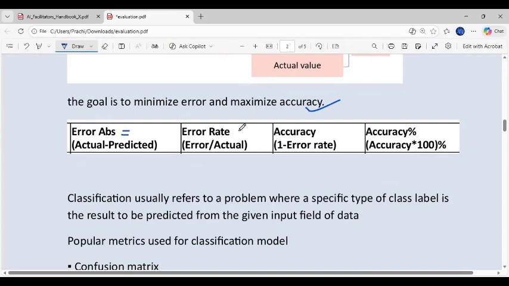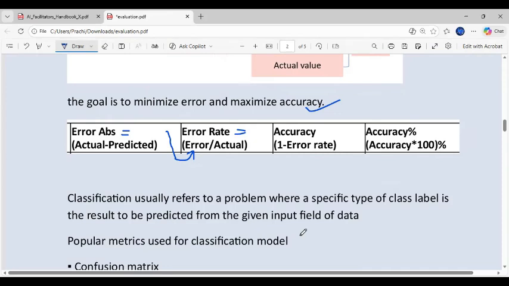If the question asks you for the error rate, in that condition, whatever absolute error you have got, the value from here will be taken and divided by the actual value. That means the result of error will be used here.